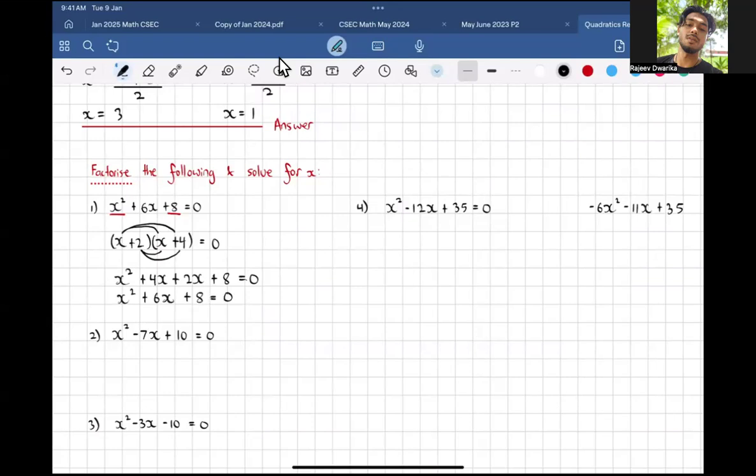Cool. For the sake of time, I'm going to do one more question fully. So, Aliyah, let's do question 4 fully. What would I multiply to get x squared? X by x. And to get 35? 7 by 5. Right. But if you add 7 and 5, you get positive 12. We've got to get negative 12 in the middle.